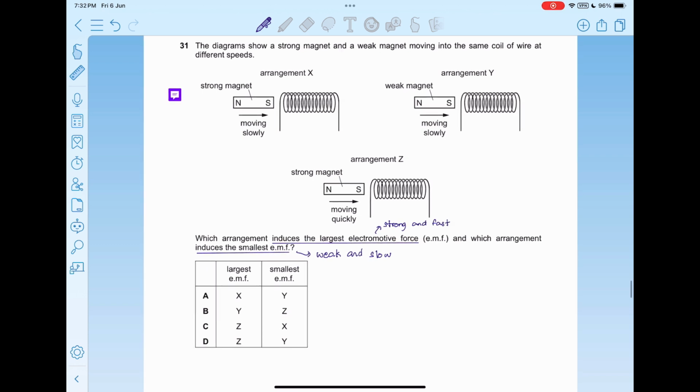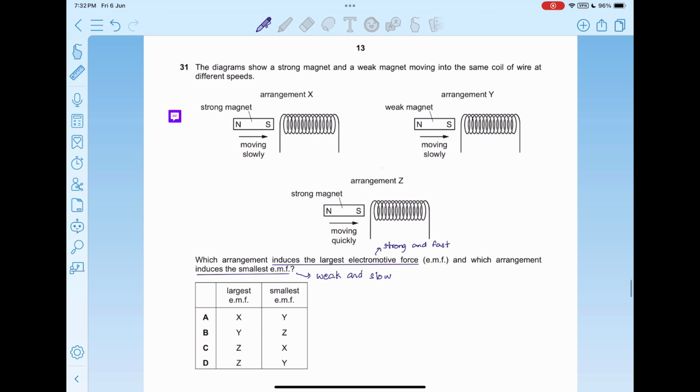So from looking at the arrangements, we can see that Y has a weak magnet while X and Z have a strong magnet. Y is also moving slowly, so it has the smallest EMF, and between X and Z, X is moving slowly, so Z has the most EMF since it is moving quickly. So 31 is D.